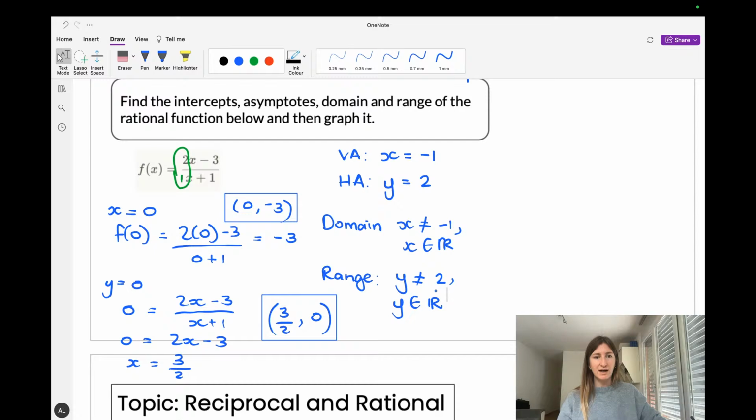I found the vertical asymptote by thinking about what value of x I cannot have in my denominator. So the value of x that will make this denominator equal to 0. And the value there is minus 1, because we'll have minus 1 plus 1, which equals 0. And that we cannot have.